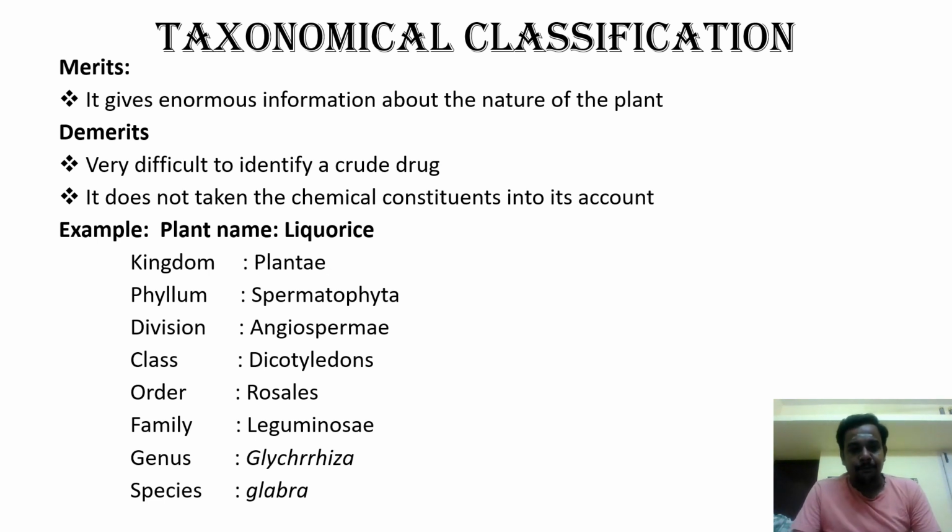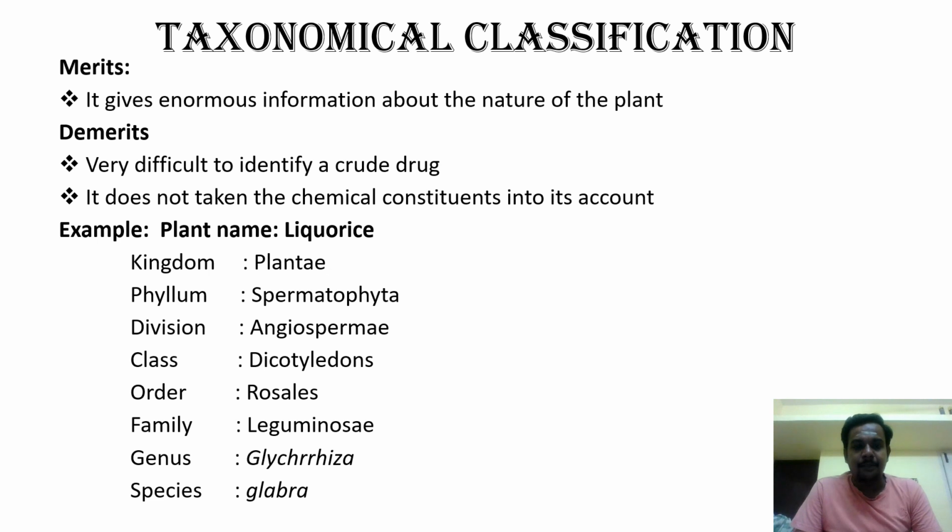Kingdom Plantae. So all the plants will be coming under one kingdom. All animals may be coming into one kingdom. All insects may be grouped into one kingdom. Okay. So here all plants are in a kingdom called Plantae. Next, phylum Spermatophyta. Now the Plantae kingdom is categorized into many phyla, and one of those phyla is Spermatophyta.